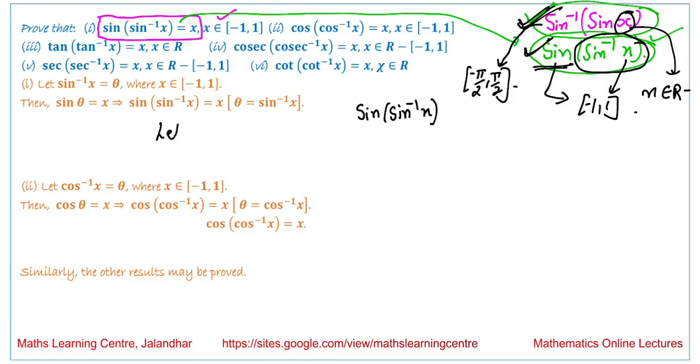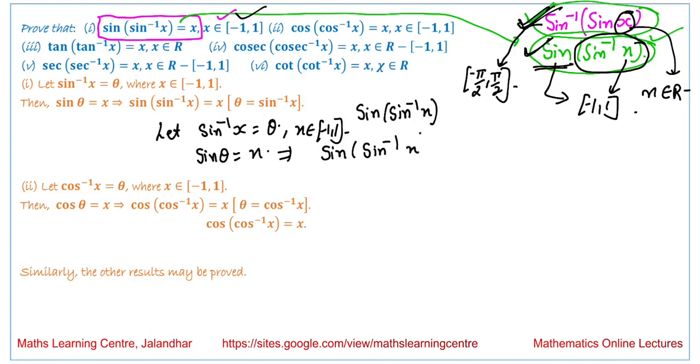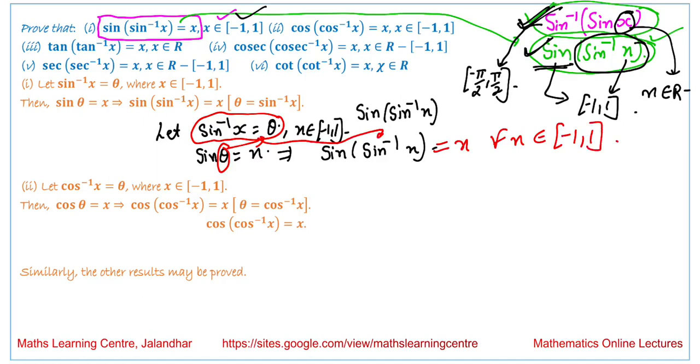So we let sine inverse of x be equal to theta, where x belongs to the interval minus 1 to 1. This is given to us. Then sine of theta is equal to x, and this implies that sine of sine inverse of x, in place of theta we are using this value, that is sine inverse of x. We have substituted this value, and that is equal to x. This is for all x belonging to minus 1 to 1.